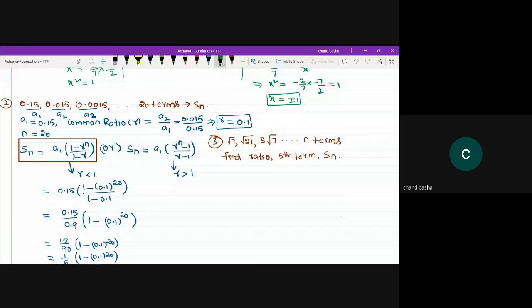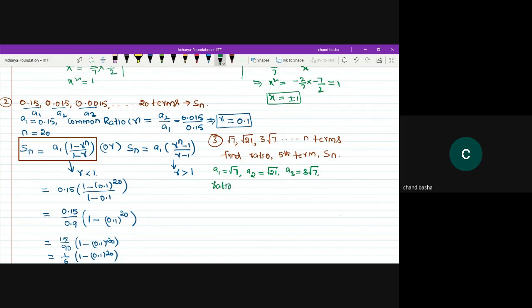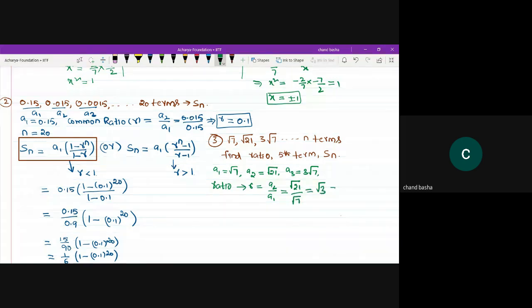Let's see, guys. Here, A1 is given to you, root 7. A2 is given to you, that is square root of 21. A3 is given to you, that is 3 root 7, and so on. I'm finding the common ratio, R is equal to A2 upon A1, that is equal to root 21 upon root 7. Both are under the root, you can cancel it, you will get root of 3. This is the value of R, that is the common ratio.